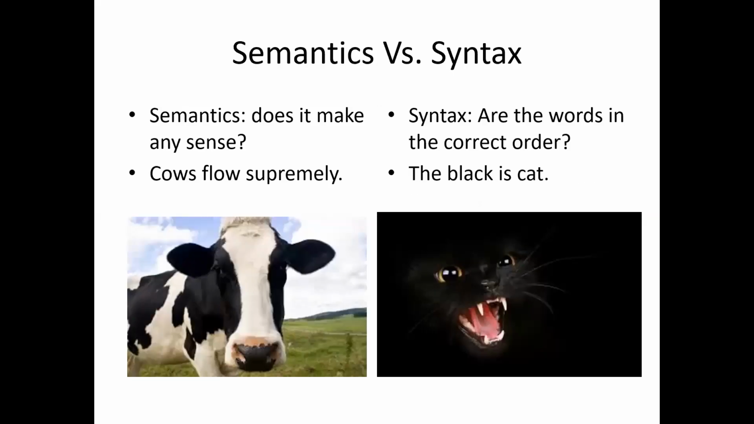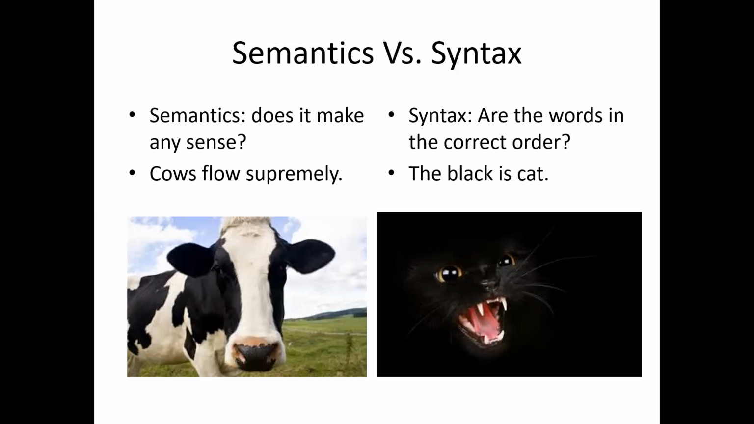So your book talks about semantics and syntax, and they're kind of hard to get hashed out. Semantics is, does it make sense? So this is grammatically structured correctly in terms of the words, like a noun being before this or that, but it doesn't even make conceptual sense. So cows flow supremely, right? You have your noun, you have your verb, and then you have your descriptor of that verb. It's in the right order, but I don't know what a cow flowing means, and I don't know how you flow supremely. That doesn't make semantical sense, even though it's in the right order.